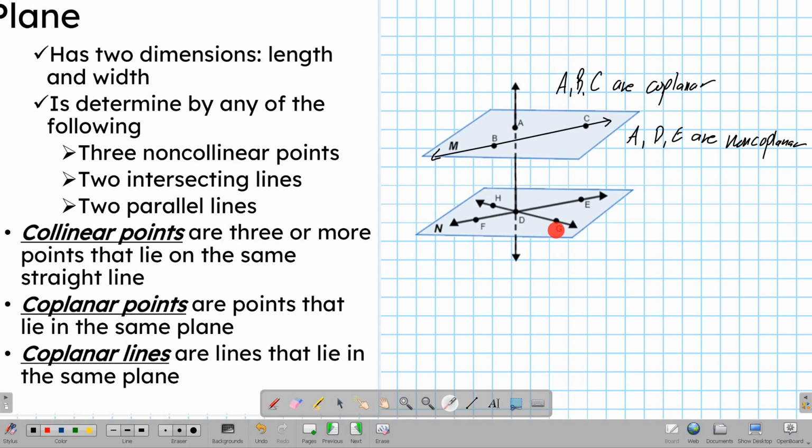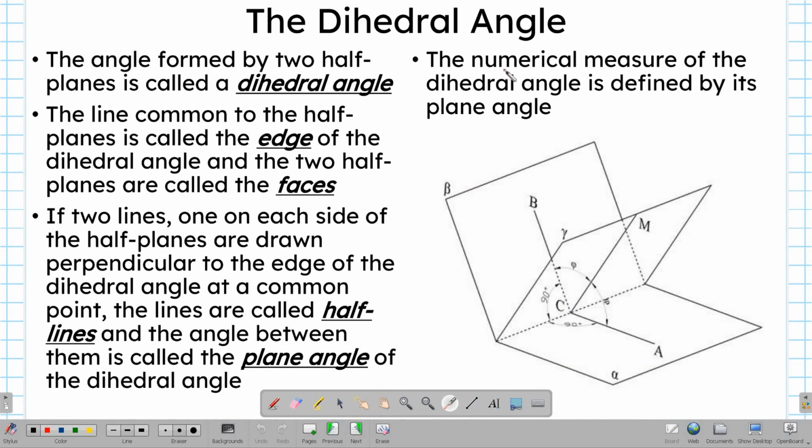However, these lines HG and FT are on the same plane, and hence they are coplanar lines. And since we're in solid geometry, we're going to talk more about these. We have two different planes, rather, and those elements that are within these respective planes. Now, since we are talking about planes in general, if we have two planes that intersect, then we can form what we call a dihedral angle. Take a look at this figure.